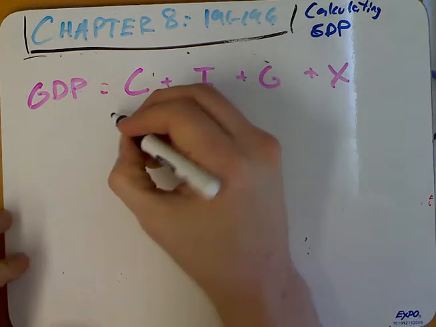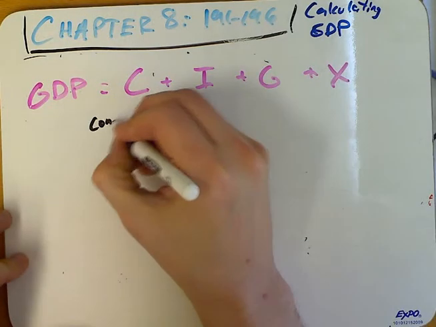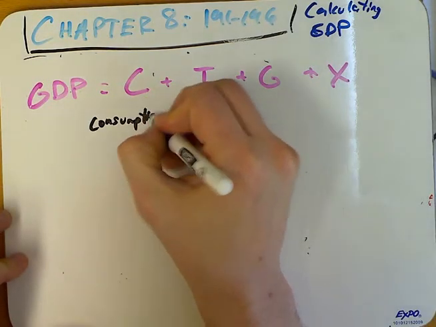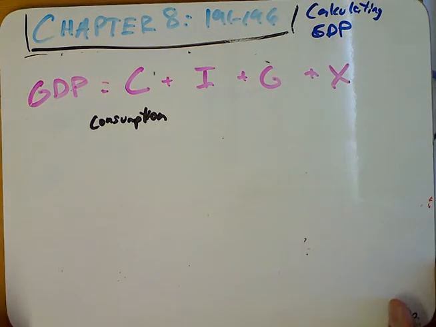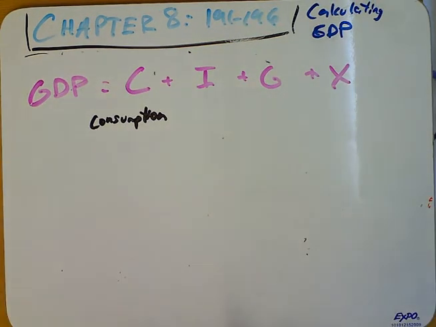is C is consumption. This is the greatest part of our GDP. Usually accounts for anywhere between 60 and 90%, depending upon the country, of GDP. Think about all the different times that you've purchased a final good in the last year. And if that good was produced within the borders of the United States, that is part of our GDP.